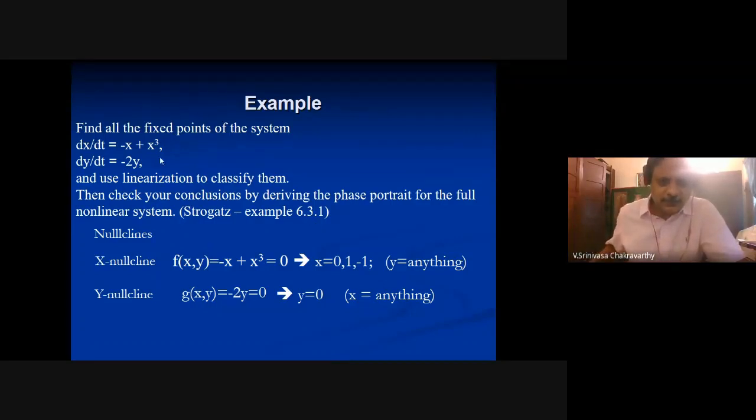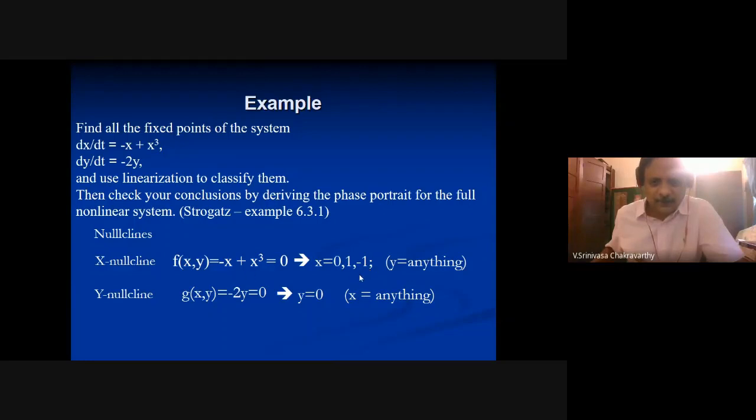So this system is given by two equations. dx by dt is equal to minus x plus x cube. dy by dt is given by minus 2y. Okay, so how do you solve this and how do you do the phase plane analysis? Like I said, the first thing is you find the x null plane. The x null plane is given by dx by dt equal to f of x,y equal to 0. That means minus x plus x cube is equal to 0. Now this is supposed to be a function of both x and y. But in this case, it's a very simple example, and this expression happens to be only a function of x. And when you solve it, you get x equal to 0, 1 or minus 1.